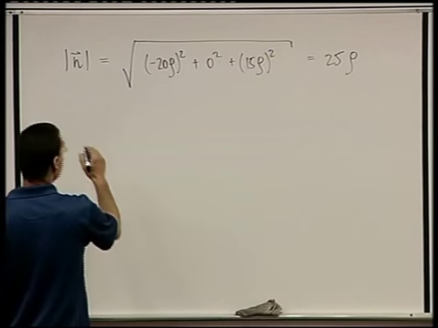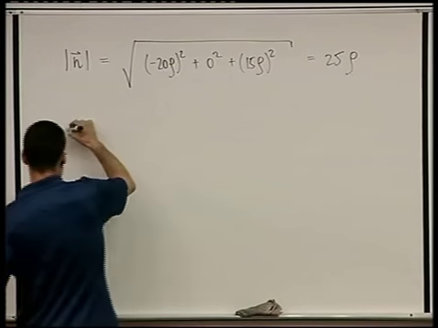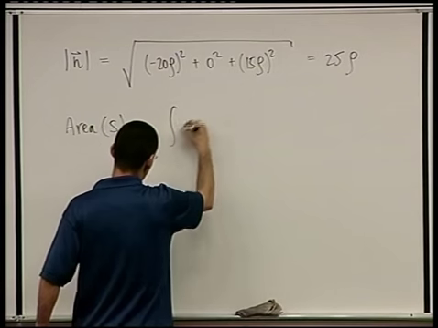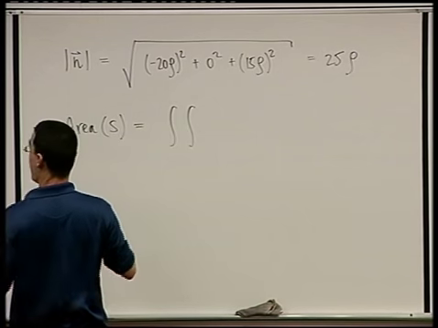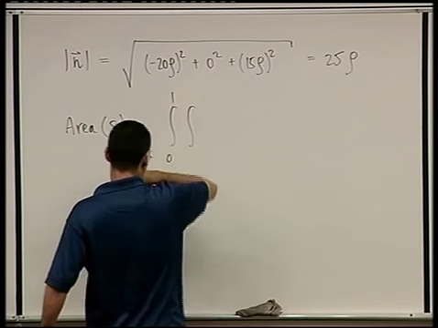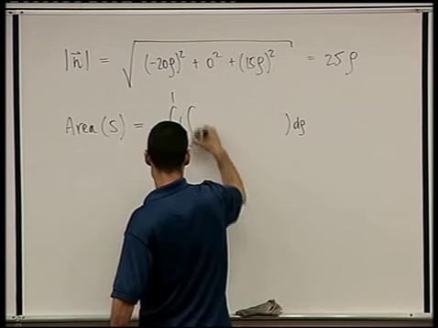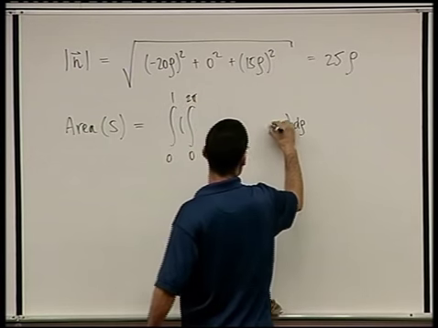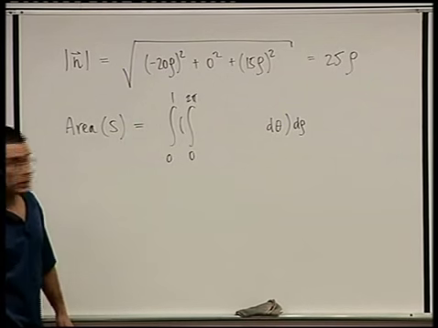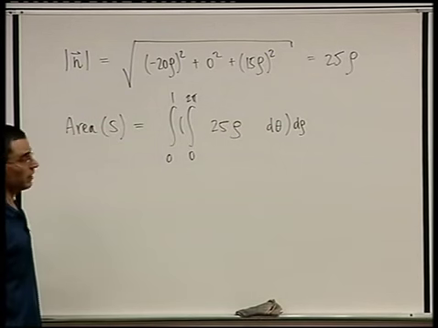Okay. So what were we doing? We were looking for the area of that surface. The area of the surface, the area of S, is now the double integral over the parametrization. So from 0 to 1 d rho, from 0 to 2 pi d theta. And now inside we have to write the length of the normal, which in this case is very easy. So it's just 25 rho.